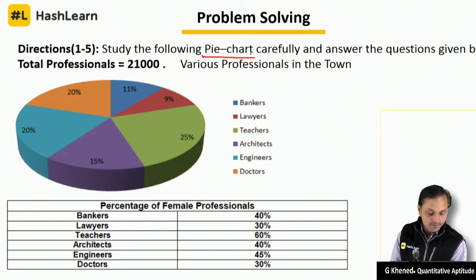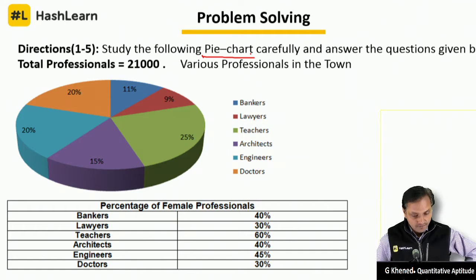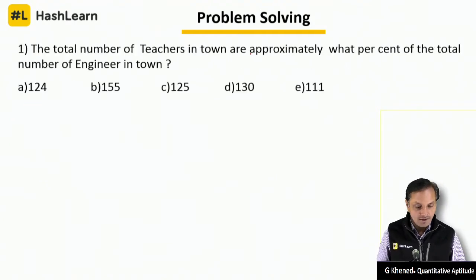So engineers, of the total engineers 45% are female, which means the remaining 55% are male. Next come the doctors. Of the total doctors, 30% are female. So that is the information given. With this information we shall start solving the problems. Here is problem number 1.